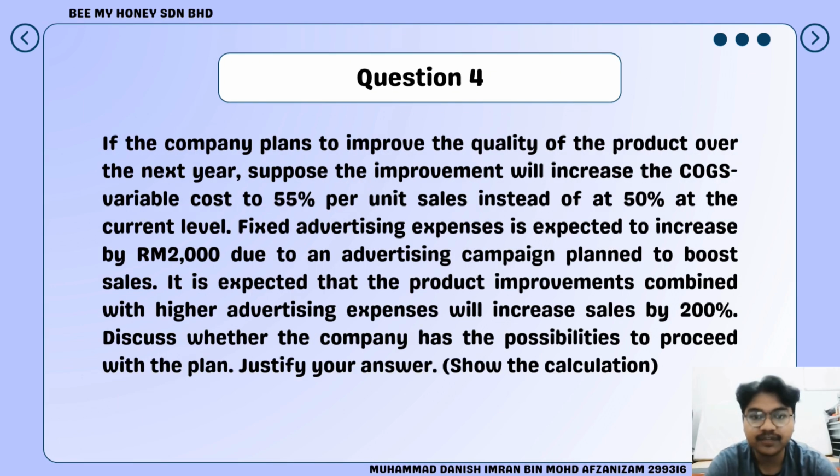With question 4, if the company plans to improve the quality of the product over the next year, suppose the improvement will increase the COGS variable cost to 55% per unit sales instead of 50% at the current level. Fixed advertising expenses are expected to increase by 2,000 ringgit due to an advertising campaign planned to boost sales. It is expected that the product improvement combined with higher advertising expenses will increase sales by 200%. Discuss whether the company has the possibility to proceed with the plan. Justify your answer.